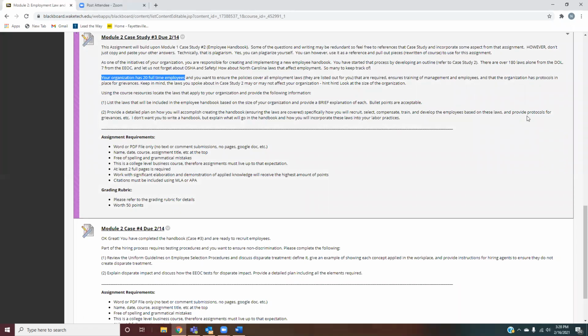All right. In addition to that, after you explain what laws and how you're going to incorporate them in the handbook, I'm hoping that you provided protocols. This is extremely important. Provide protocols for grievances. This is actually required by the EEOC. So you have to have certain protocols in place, and it doesn't have to be perfect, but you have to have a grievance procedure in place. And that's 15 or more employees, because we know all those EEOC laws kick in. I hope you didn't write the handbook, but I hope you explained what's going in the handbook and how you're going to incorporate these laws into your practices.